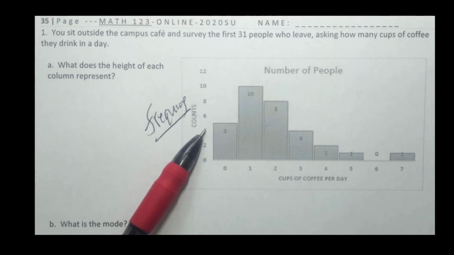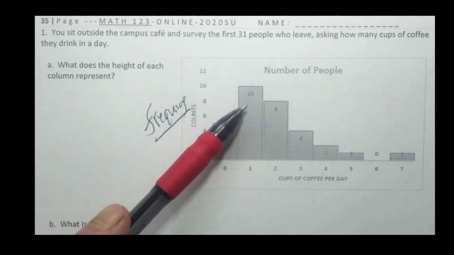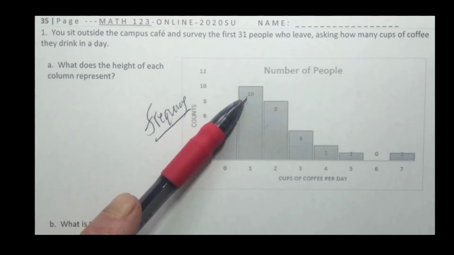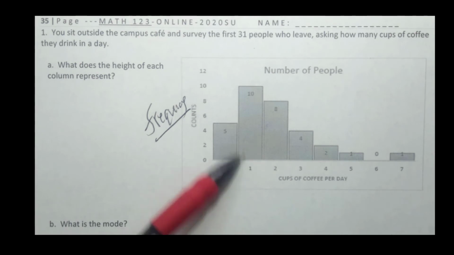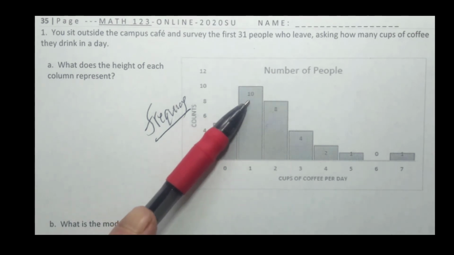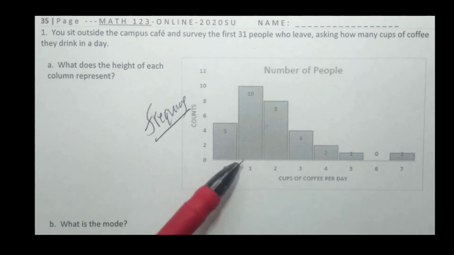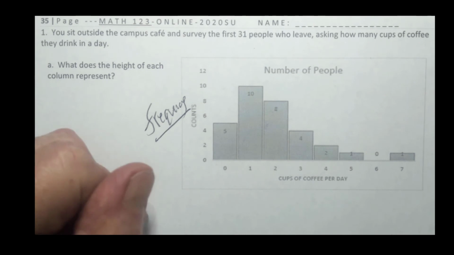This is the frequency. So what's the mode? A lot of students say the mode's 10. No, the mode is not 10. The frequency of drinking 1 cup of coffee is 10. 10 people that were surveyed said they drank 1 cup of coffee. So the mode is 1 cup of coffee.